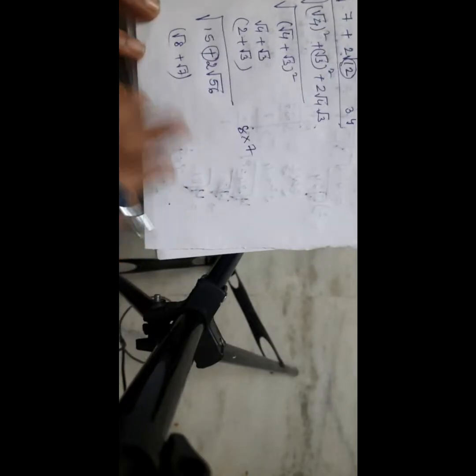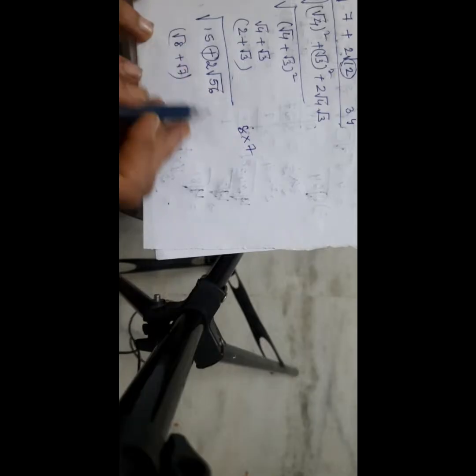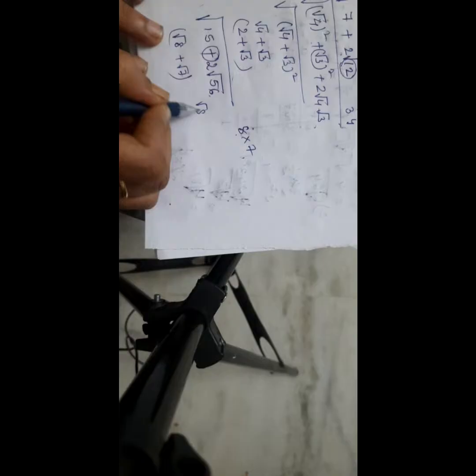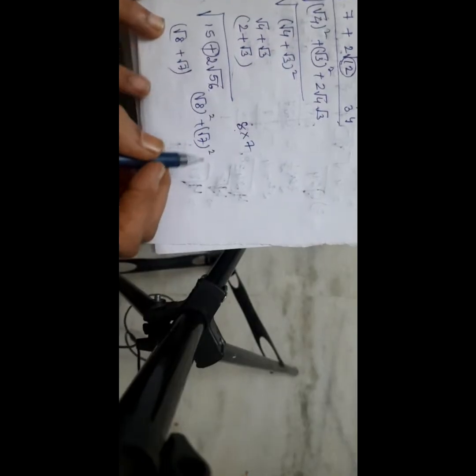Okay. Now, suppose, how I did this question, once again I'll be repeating: 56 is 8 and 7. So here we are going to write 8 square plus 7 square.